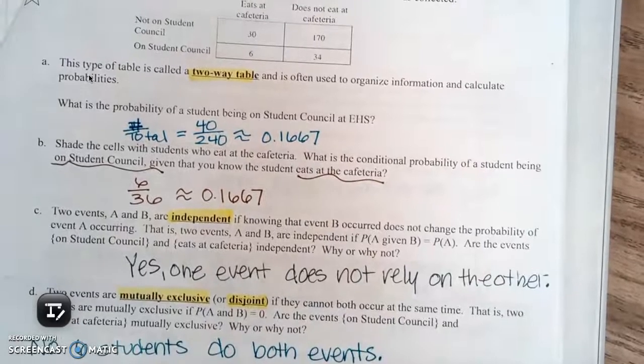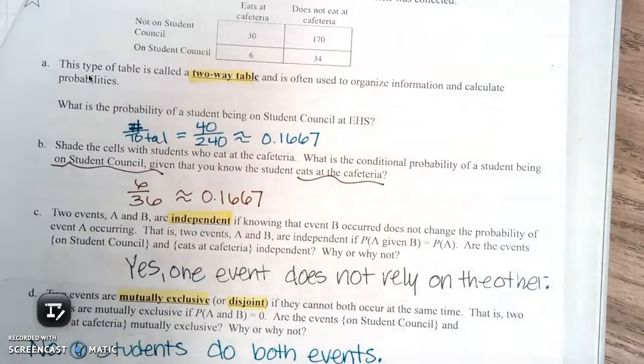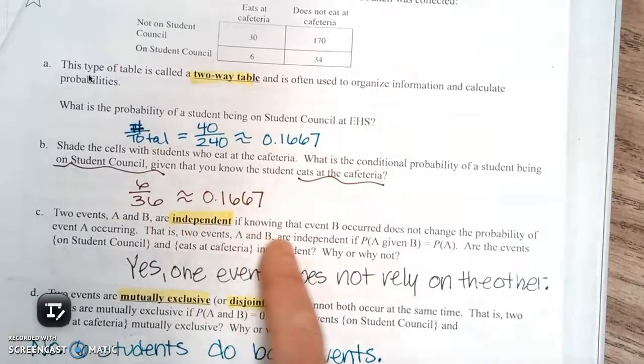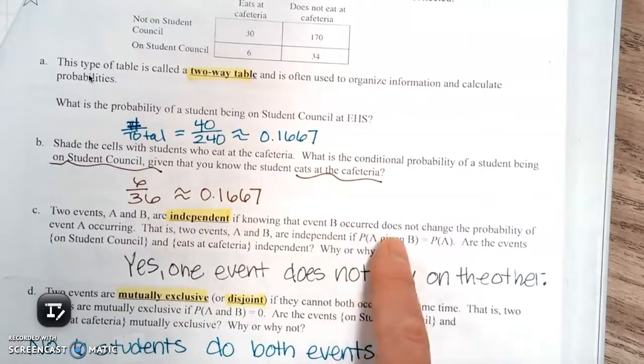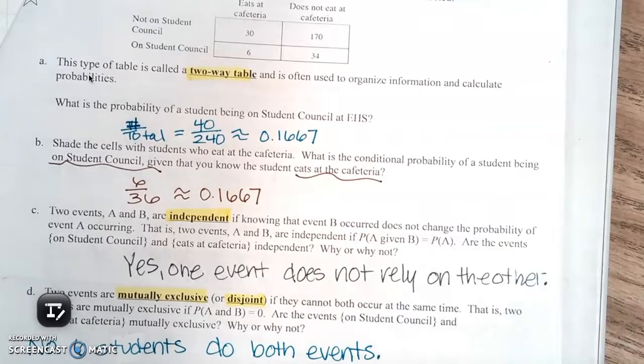Question C says 2 events, A and B, are independent if knowing that event B occurred does not change the probability of event A occurring. That is, 2 events, A and B, are independent if the probability of A given B is equal to the probability of A. Are the events on student council and eats in the cafeteria independent?